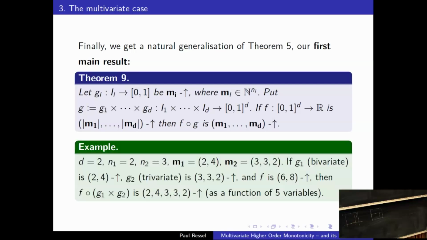Yeah, just to look at an example, as I said when I mentioned this question, d is 2, n1 is 2, and n2 is 3. The first vector is (2, 4). The second vector is (3, 3, 2). If g1, bivariate, is (2, 4) increasing, g2, trivariate, is (3, 3, 2) increasing, and f is (6, 8) increasing, where the sums here are 6 and 8, then f composed with these two functions is (2, 4, 3, 3, 2) increasing as a function of 5 variables.